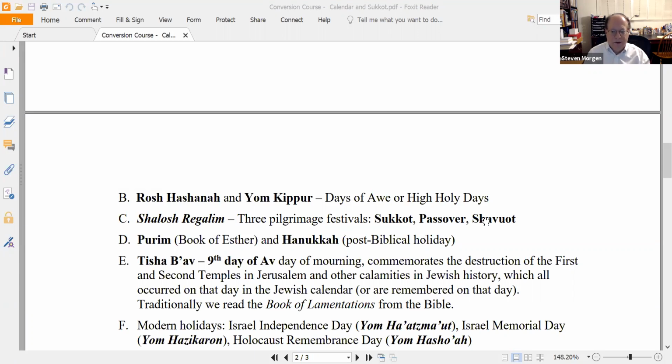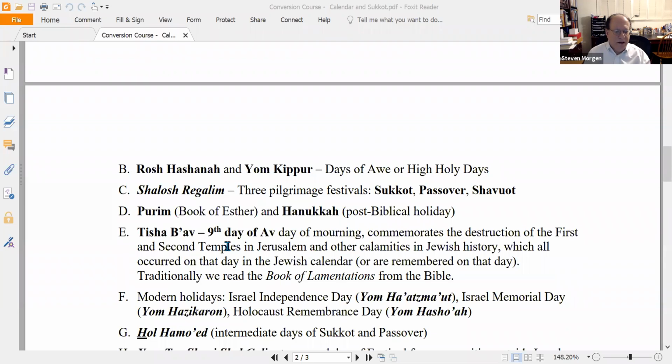These are the 3 pilgrimage festivals, 3 times a year when Jews, if they could, would go to Jerusalem to celebrate. And they are the other holidays that are mentioned in the 5 books of Moses, besides Rosh Hashanah and Yom Kippur. Then we have holidays that came after the 5 books of Moses. So one of them is Purim, the festival of Purim, which is the holiday that celebrates the events in the book of Esther in the Bible.